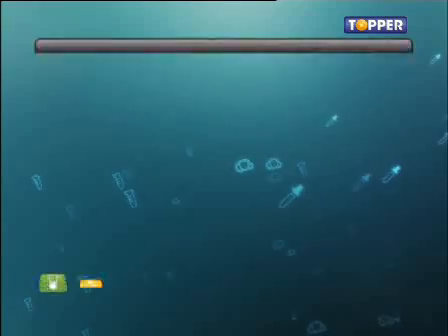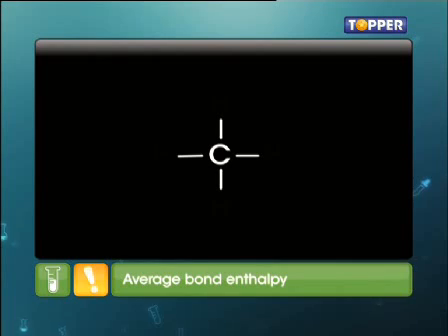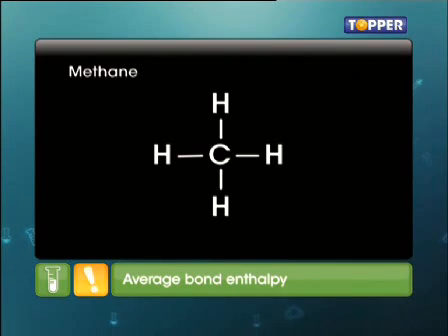And what about molecules which have more than one bond of the same type? Simple. We work on average bond enthalpies for them. Let me explain it to you through an example. Take a look. Methane has 4 carbon to hydrogen bonds.